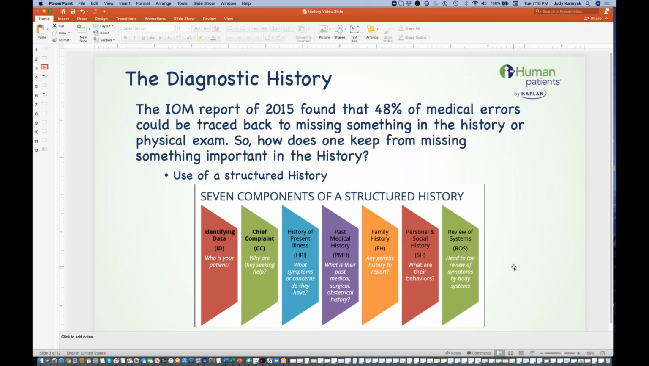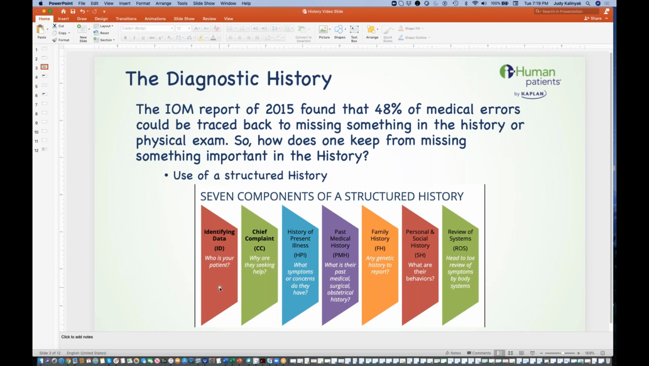And the most important thing we found, and you will find it in all of the physical diagnosis textbooks, Bates and Seidel, is the use of a structured history. It might seem restrictive at the beginning, but it will save you from being one of those that makes one of the 48% of the medical errors. So let me show you how to actually do it simply.